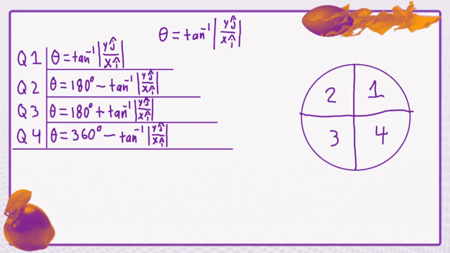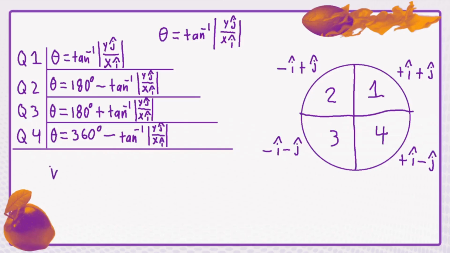Now the question is, how do I know which quadrant the vector is in? Well, we can check by using these rules. If i and j are positive, it's in the first quadrant. If i is negative and j is positive, it's in the second quadrant. If both are negative, it's in the third quadrant. And if i is positive while j is negative, it's in the fourth quadrant. We can use these rules to figure out which quadrant it's in, so we can use the correct equation.